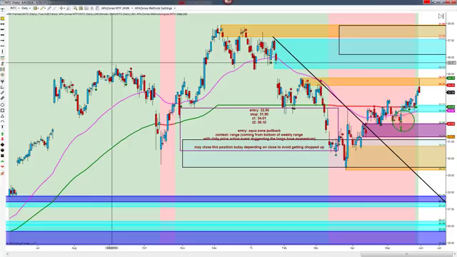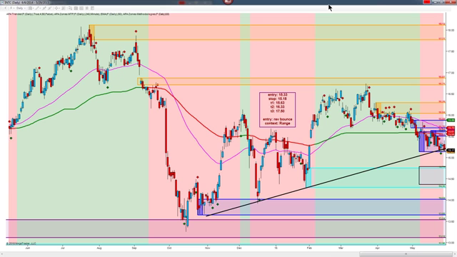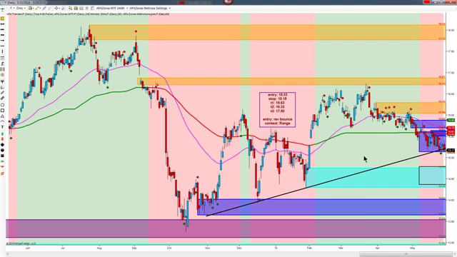A loser that we had this week was, here we go, Ford, and was able to hit a T1 on it, but ultimately it came back and got me my own one tick today.